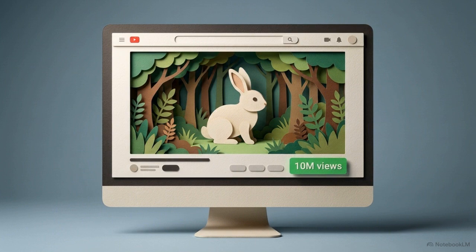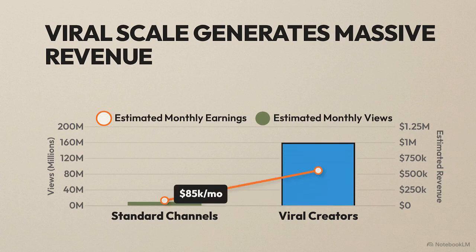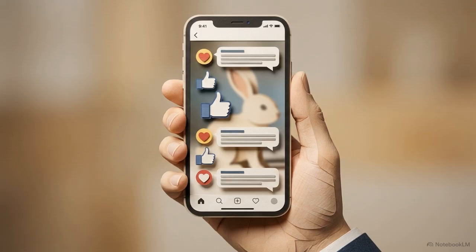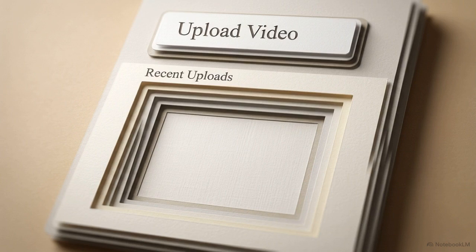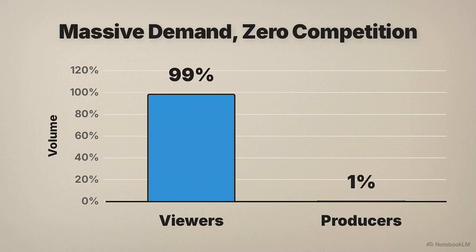Examine the viewership metrics for AI-generated animal stories. Single uploads in this specific niche are currently attracting upwards of 160 million views. This chart shows the financial scale of that audience. While standard channels struggle for traction, creators hitting these viral milestones drive estimated monthly earnings ranging from $85,000 to over $1 million. Despite the clear audience demand for this content, very few creators are currently utilizing this specific format. The market is saturated with viewers, but the volume of producers remains low.